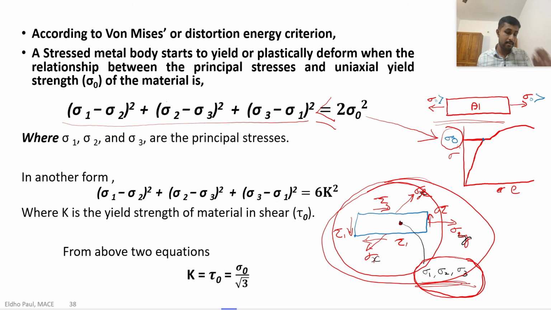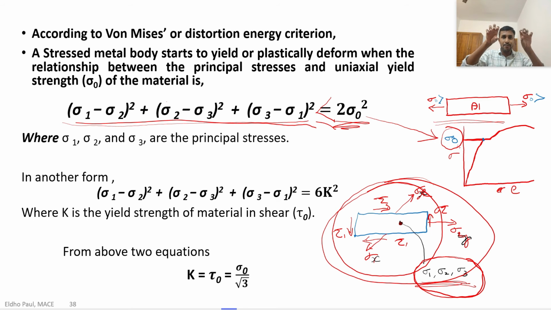So this is the Von Mises criterion for plastic deformation. The left hand side of this equation corresponds to the complex loading condition. The right hand side, 2 sigma 0 square, corresponds to the uniaxial tension test.